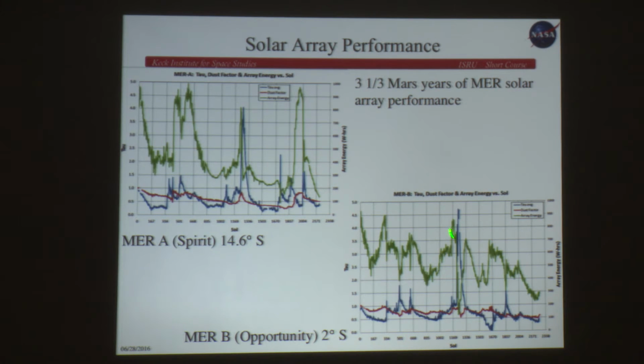Opportunity shows a much more variable result. It's at an equatorial site, so it's got better insolation. It doesn't respond as strongly to the combination of the ellipticity and the location.